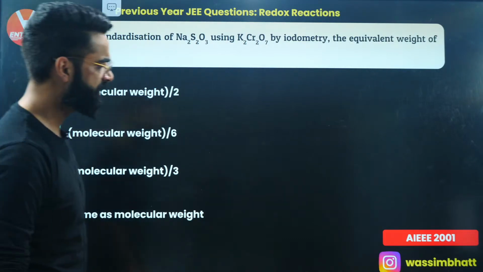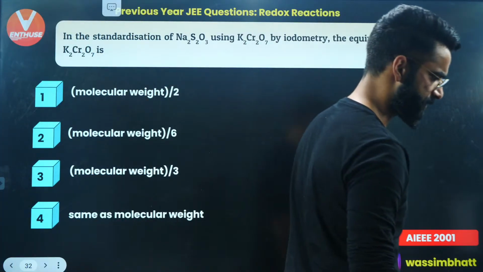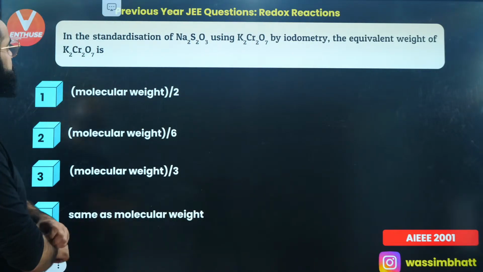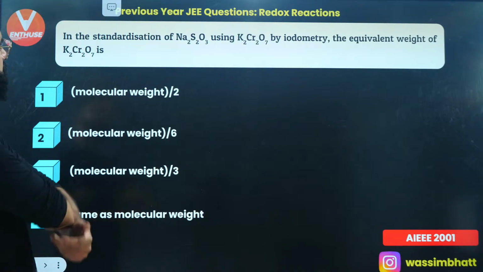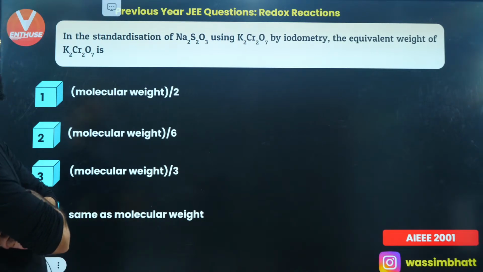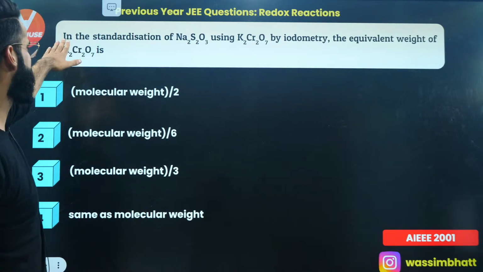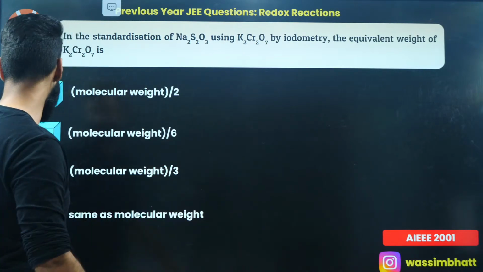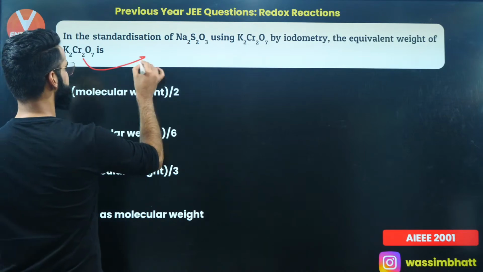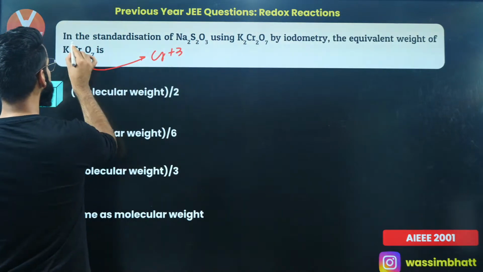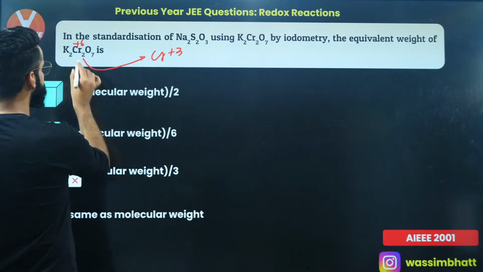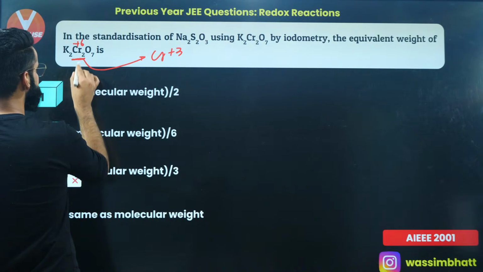One more question which was asked in JEE 2001 from the same chapter, and I'm sure you can easily solve this one. In the standardization of Na2S2O3 using K2Cr2O7 by iodometry, the equivalent mass of K2Cr2O7 is? Well, you know K2Cr2O7 gets converted into Cr3+. That's something which we have discussed in detail. So first of all, +6 to +3. What is the change in oxidation state? 3 for one atom of chromium, but out of 2, so its n factor is 6.